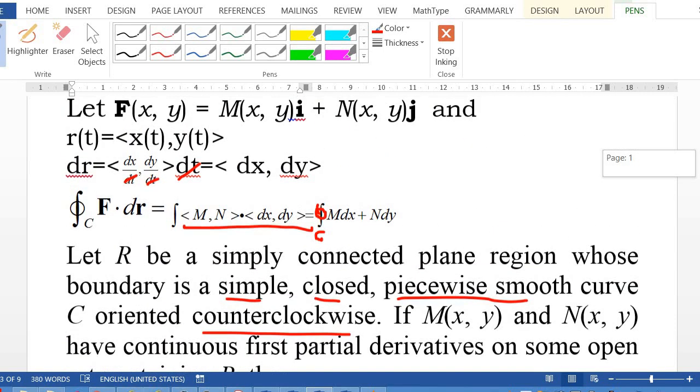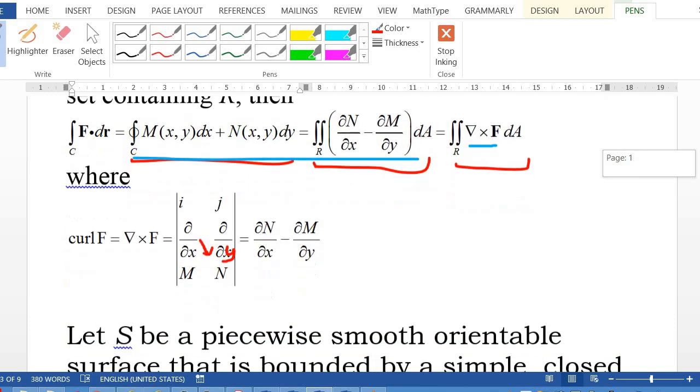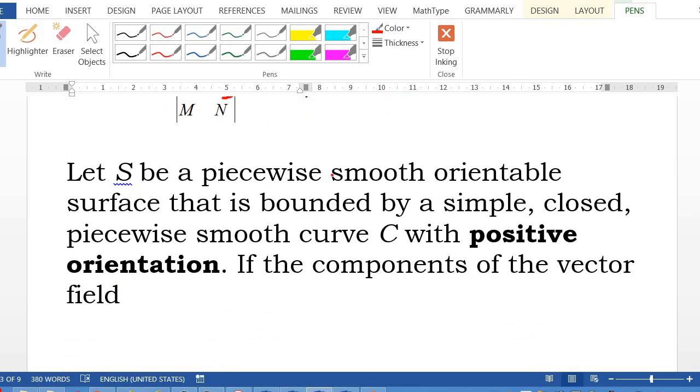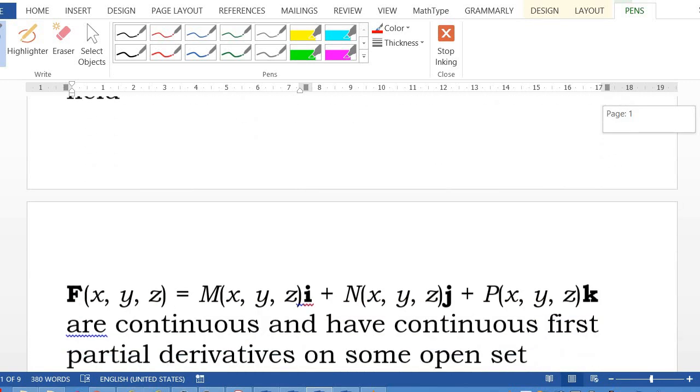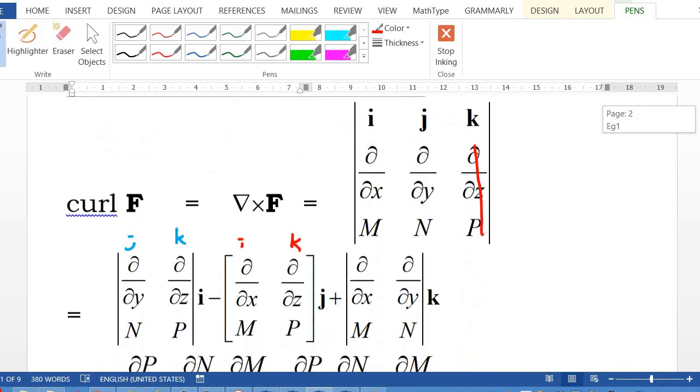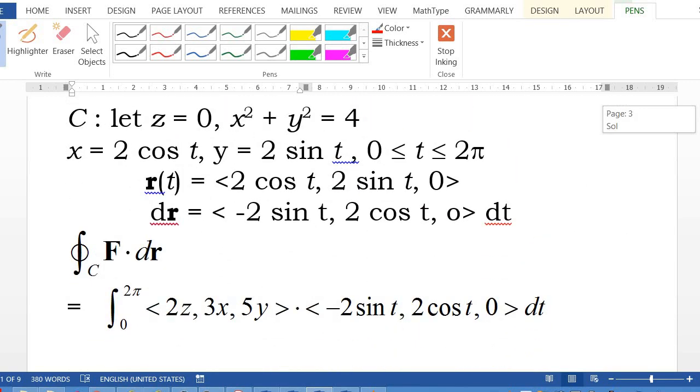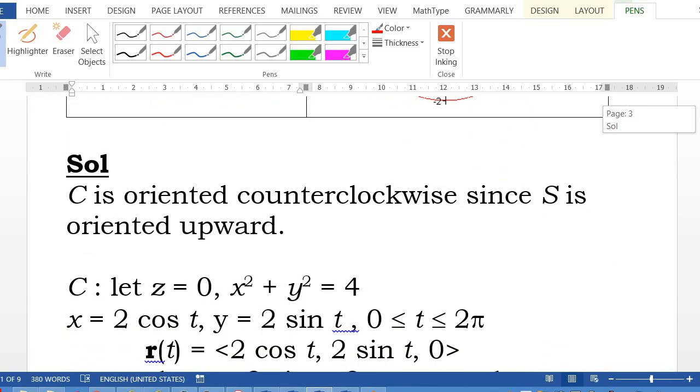So take note of how you use Stokes theorem. S is a piecewise smooth orientable surface bounded by a simple closed piecewise smooth curve C with positive direction, meaning curve C must be anti-clockwise. If curve C is anti-clockwise, then your surface S is oriented upward. And then we want to verify Stokes theorem.